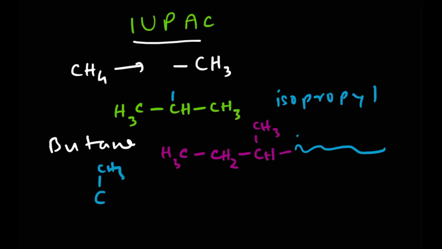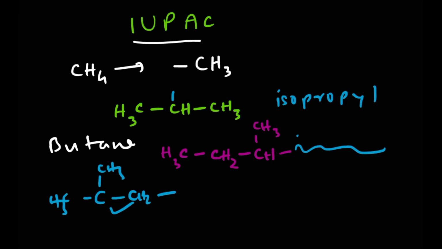CH3, CH3, again CH2, so this will be the isobutyl group, 4 carbon, so butane, and if the structure is like this, then it will be known as isobutyl. Now let us draw the tertiary butyl.